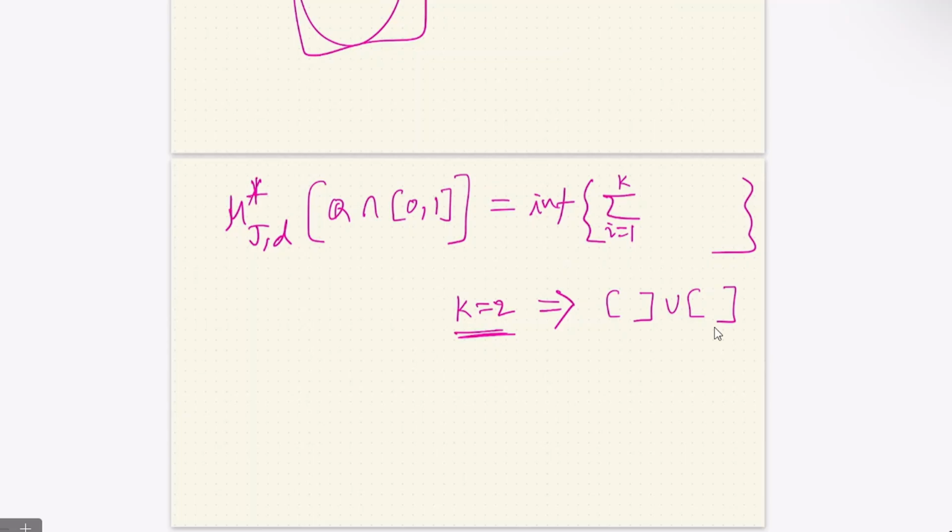0, 1 by 2, and 1 by 2, 2. 0, 1 by 2, and 1 by 2 to 1. Right? And with the intersection with q, of course. Now it need not be the same thing. Like 1 by 2, I can go with 1 by 4 to 1 as well. Yes, sir. No problem, no problem.